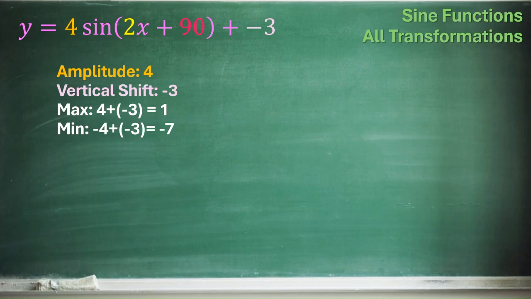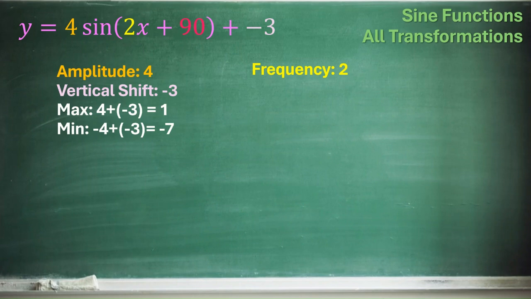As a quick check, the distance between your maximum and your minimum should always be double your amplitude, right? So if you think y equals sine of x, the amplitude is 1 because it's not written. The distance between 1 and -1 is 2. So that's true for every other amplitude. So the distance between 1 and -7 is 8. So these are correct maxes and mins.